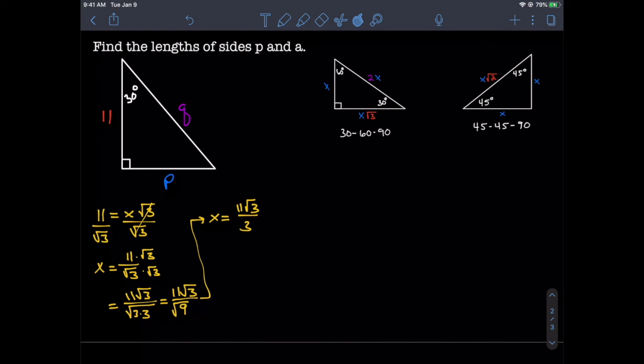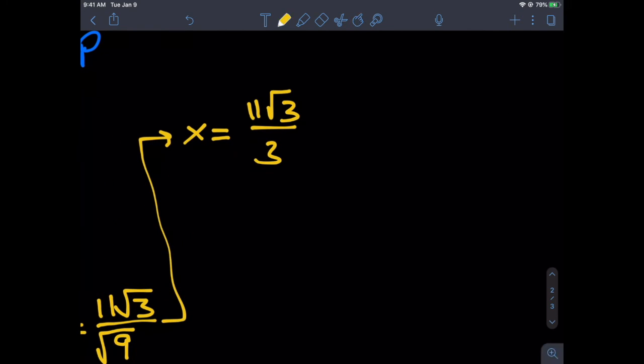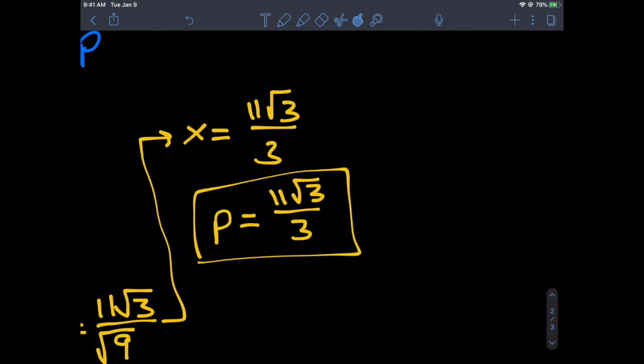So we return to our model here and try to figure out what P and Q are. I see that x is the value that's opposite the 30-degree angle right here. Opposite, right? So in our triangle, the side that's opposite the 30 degrees is P. So what does that mean? It means that P has the same value as x, or 11 times the square root of 3 over 3. That's our value for P.